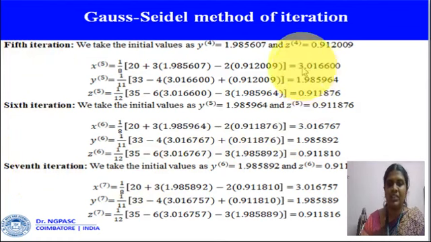Okay, now we can check whether all the values are similar. So here we have the x value 3.016606 in the fifth iteration. In the sixth iteration we have 3.016767, and in the seventh iteration we also have similar values for x. Likewise, when you check the y and z values, we have similar values in all three iterations. So with this we stop the iteration process.